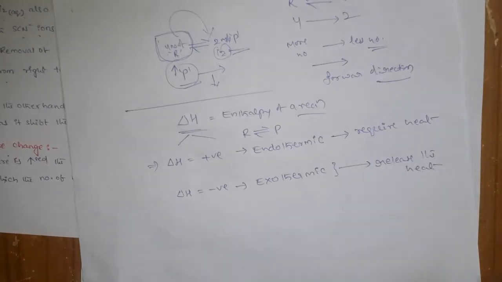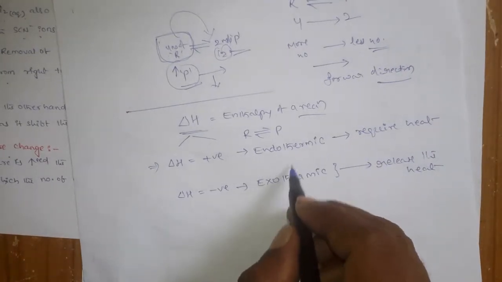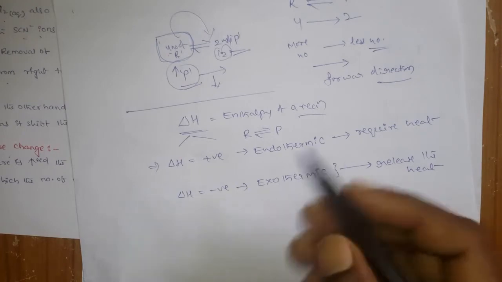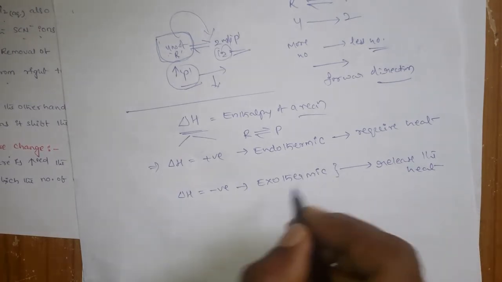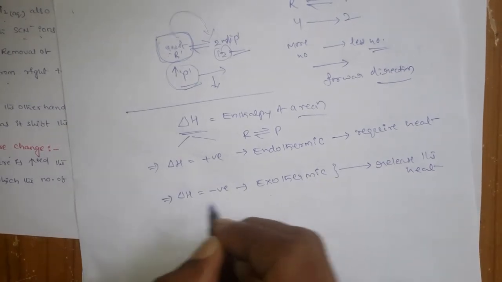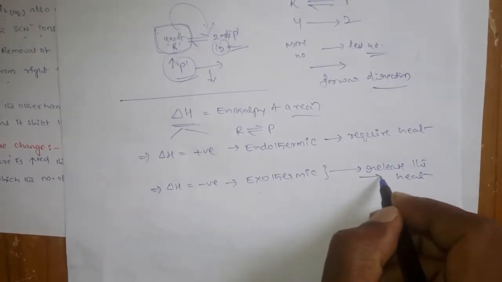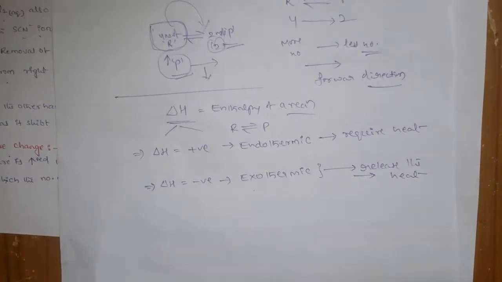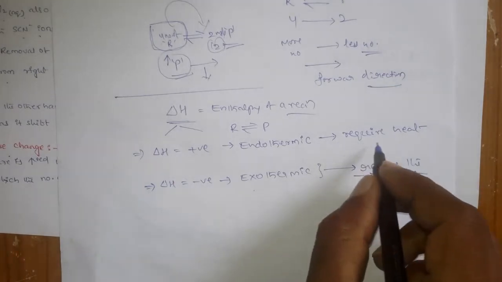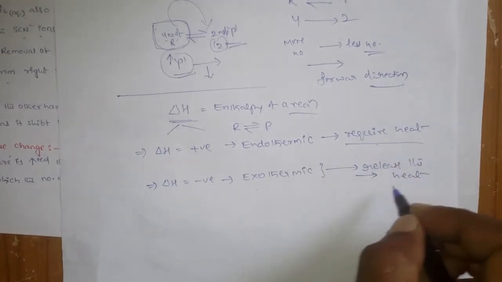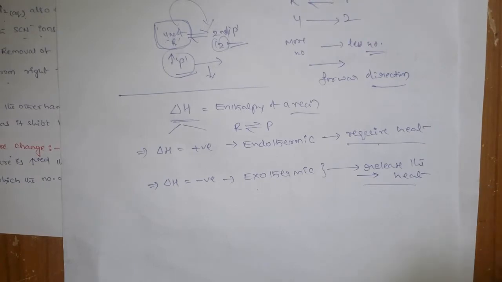So for the reaction to take place here, you need to supply the heat. But in this second case, where delta H is negative, during the reaction it itself releases the excess heat.